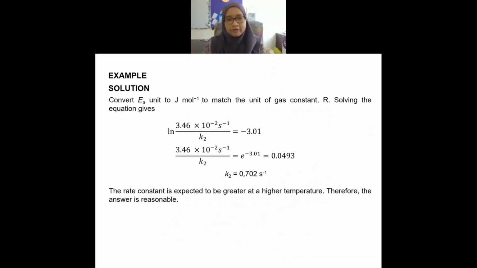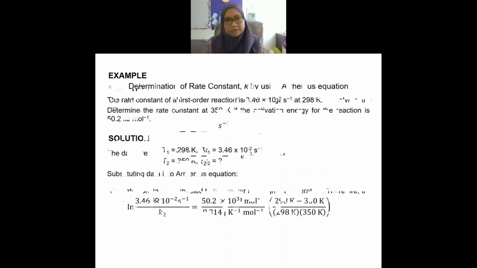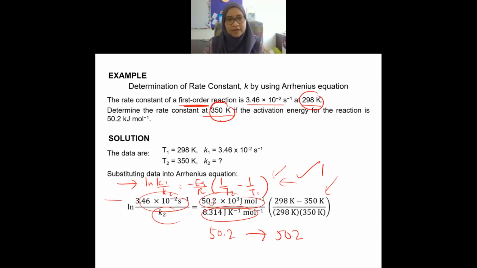Okay, and then you solve for it, you dapat the value. Okay, so you dapat the value, make sure ya, tekan calculator betul-betul, and K2 is 0.702 second negative 1. Okay, and then from the value itself pun, you boleh predict whether is this logic, is this value logical? Logic tak value ni? Cuba kita go through the question, okay? So you are calculating for 350K. Given to you is the K for 298.